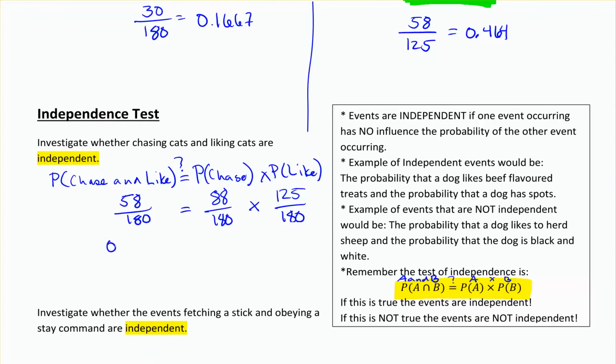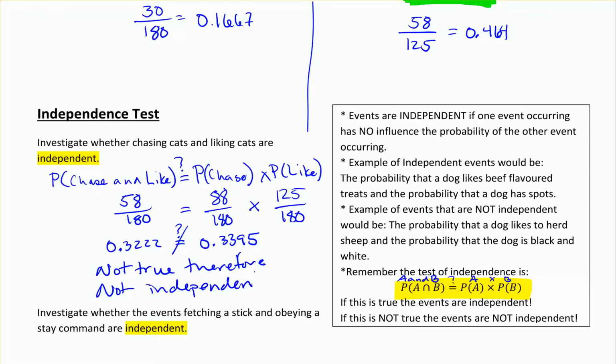So 58 divided by 180, you get 0.3222. And we're checking again to see if this is equal to 88 divided by 180 times 125 divided by 180. And we get 0.3395. So you can see that these two numbers are not equal to each other, so you can put a line through the equals sign because it's not equal. So you'd say not true, therefore not independent. So there might be some influence. For instance, if a dog doesn't like cats, it might be more likely to chase the cat.